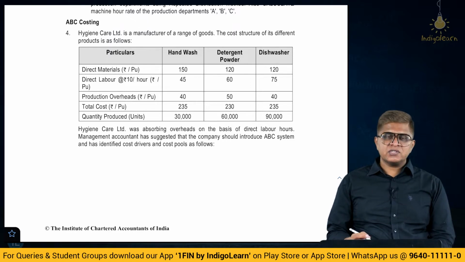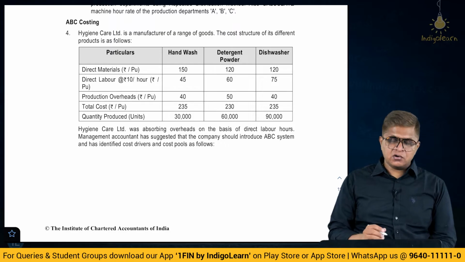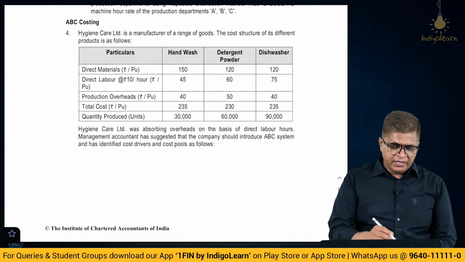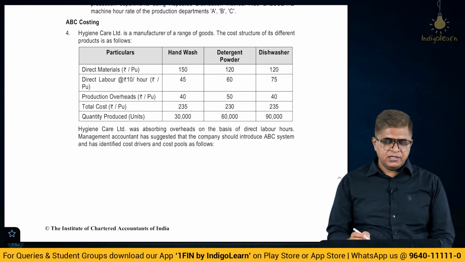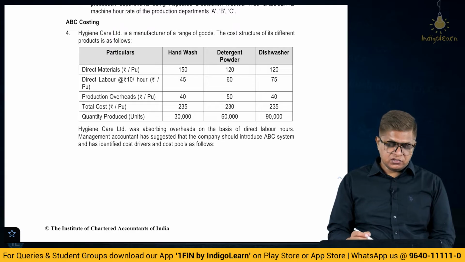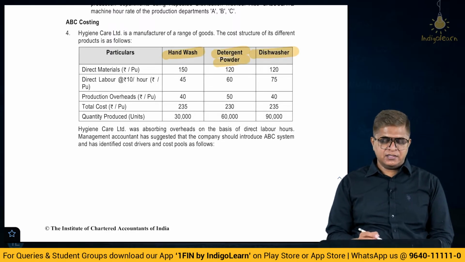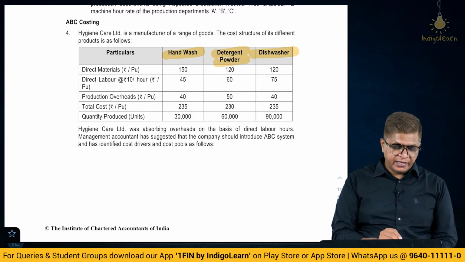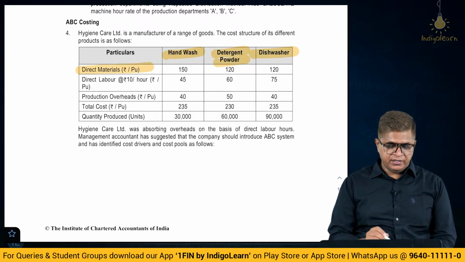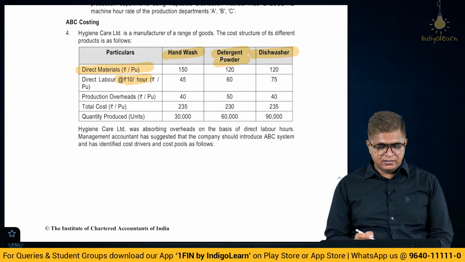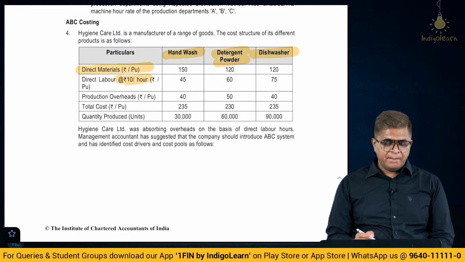Question 4. Now this question is from the topic of activity based costing, ABC costing system. Hygiene Care Limited is a manufacturer of a range of goods. The cost structure of its different products is as follows. So they have hand wash, detergent powder and dishwasher. They are giving us the direct materials in rupees per unit, the direct labor at rupees 10 per hour and given as rupees per unit.